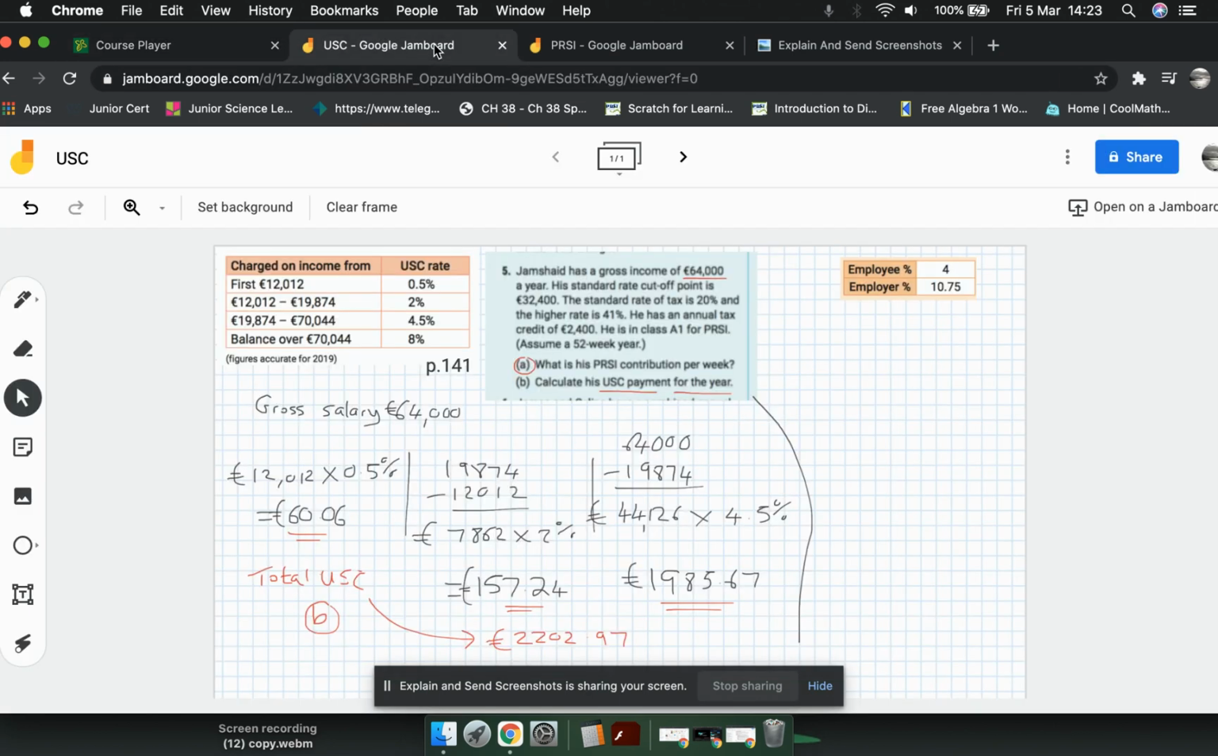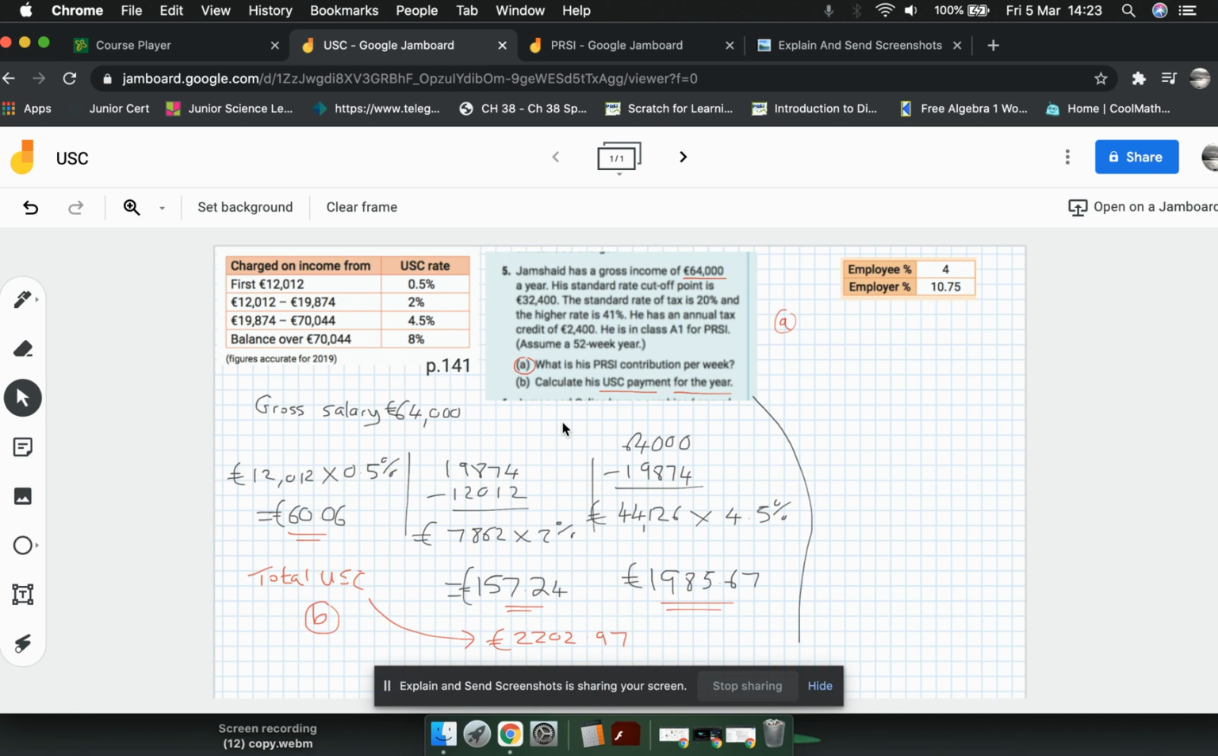We need to look back at this question 5, because our job is to understand something called PRSI today. Okay, PRSI, I glanced over this one the last day, and that's because we were introducing universal social charge. So I'm going to go back here now and look at part A. Part A for Jamshead says, what is his PRSI contribution per week?